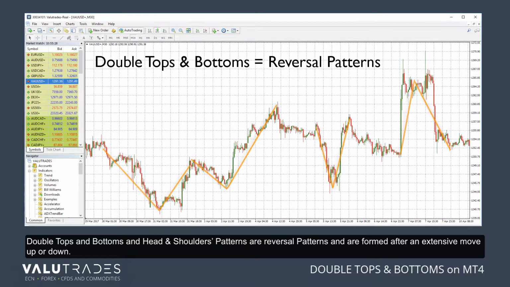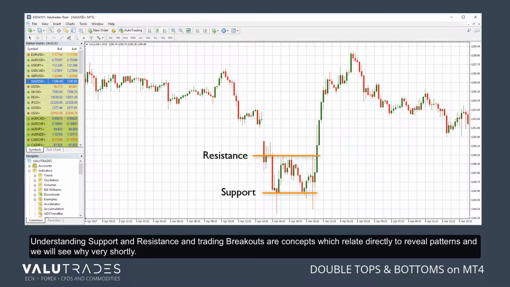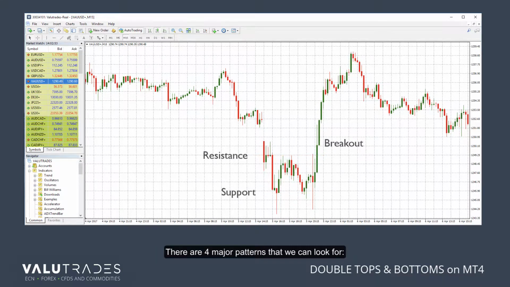Double tops and bottoms and head and shoulders patterns are reversal patterns and are formed after an extensive move up or down. Understanding support and resistance and trading breakouts are concepts which relate directly to reversal patterns, and we will see why very shortly. There are 4 major patterns that we can look for.